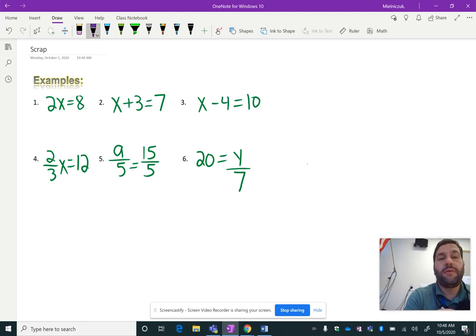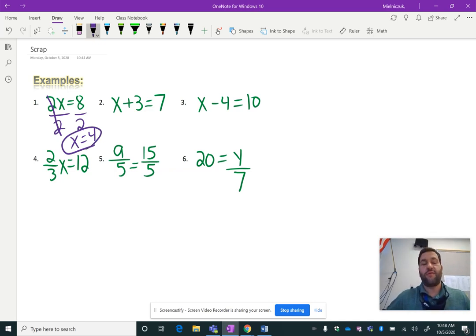So for number 1, we have 2x equals 8, or 2 times x equals 8. To get rid of the multiplication, we divide both sides by 2. Now, it's very important that we always show our work. So our answer here is x equals 4.